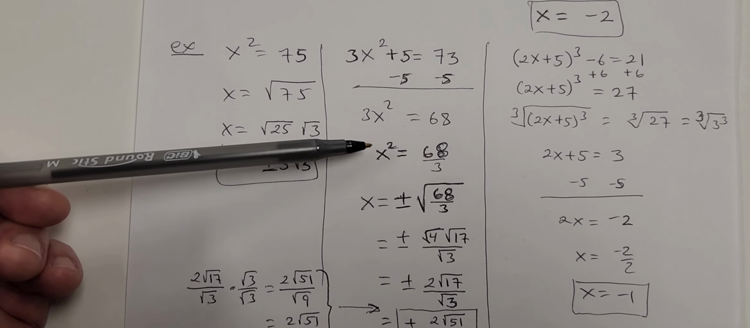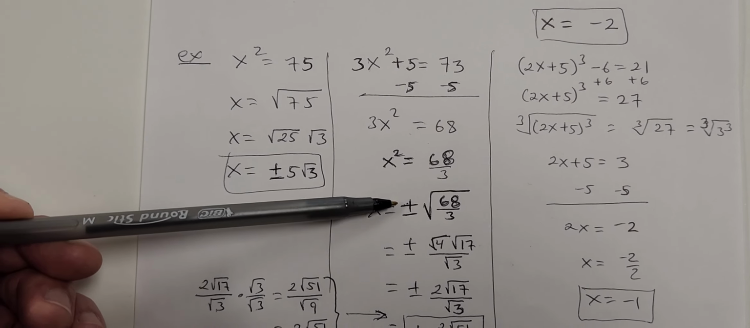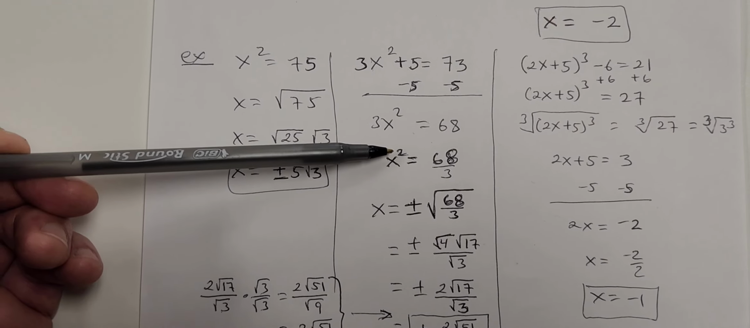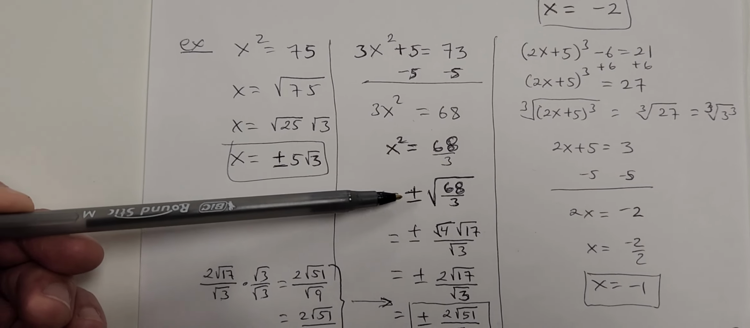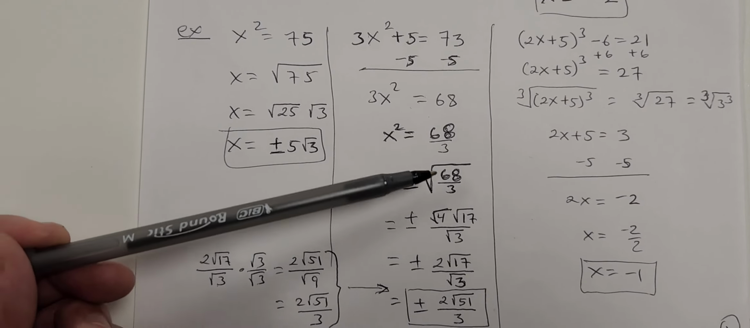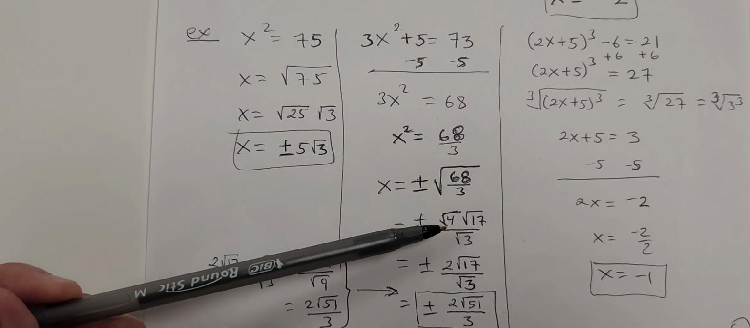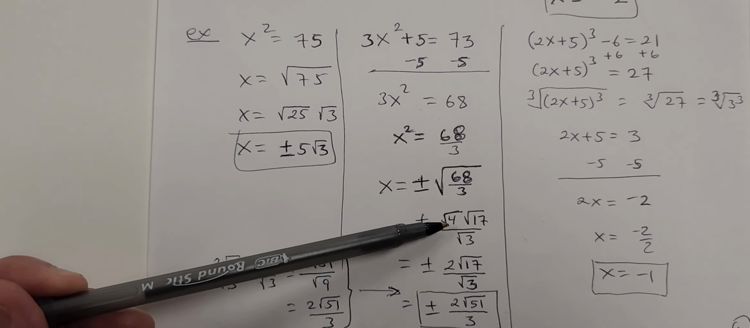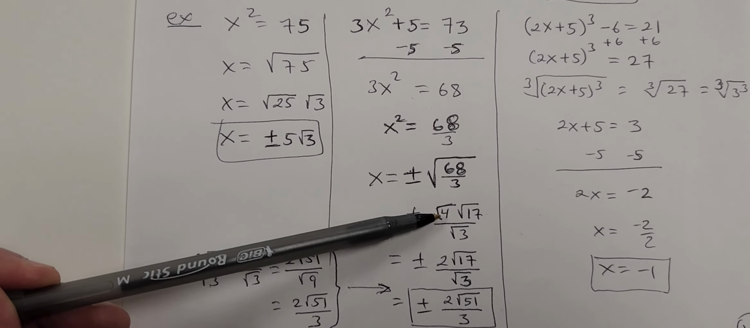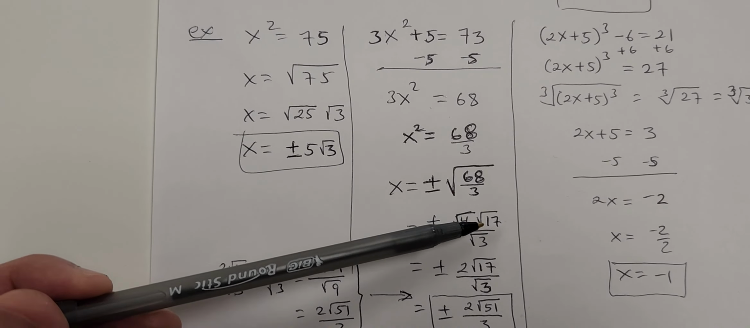Again, this is an even power. I must put plus and minus. If this is an even power, I must put positive and negative. Okay, so 68, I broke it up into 4 and 17. The reason I chose 4 and 17 is because one of the numbers can be square rooted. So that's why I chose 4 and 17.